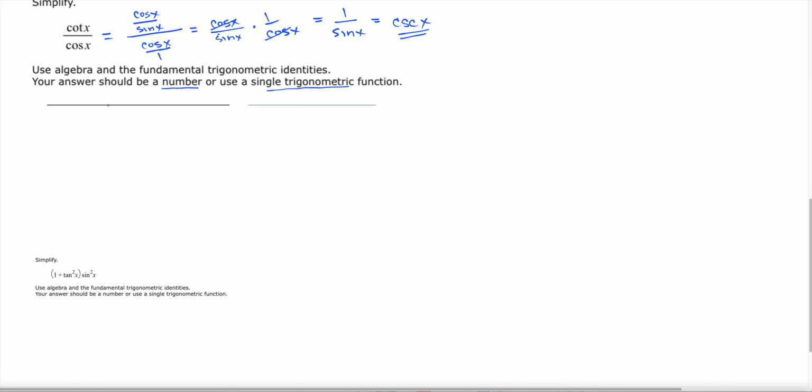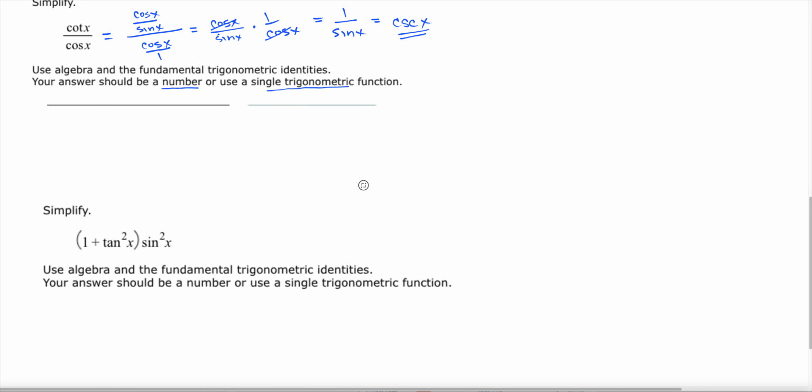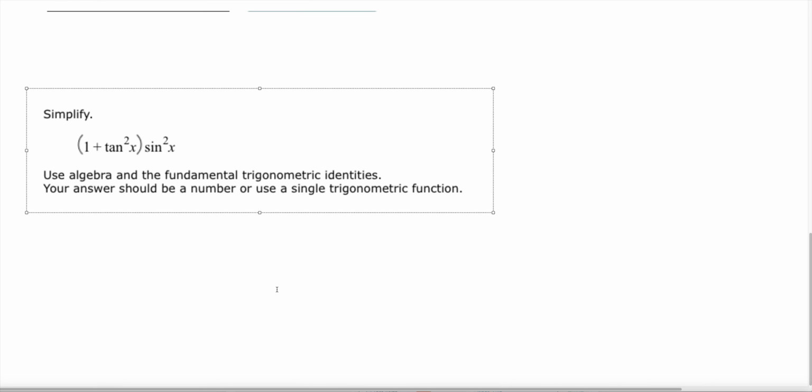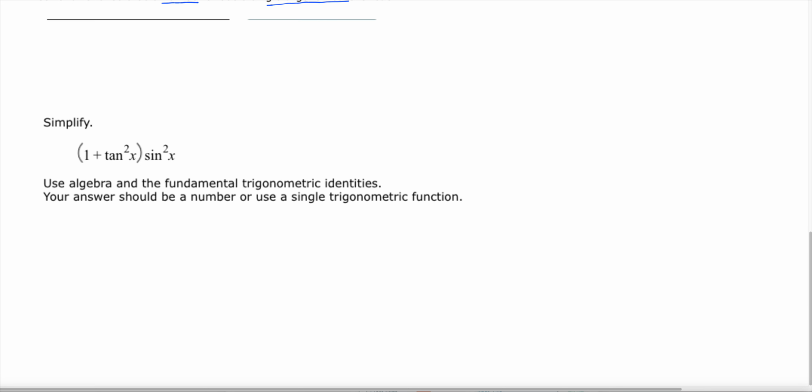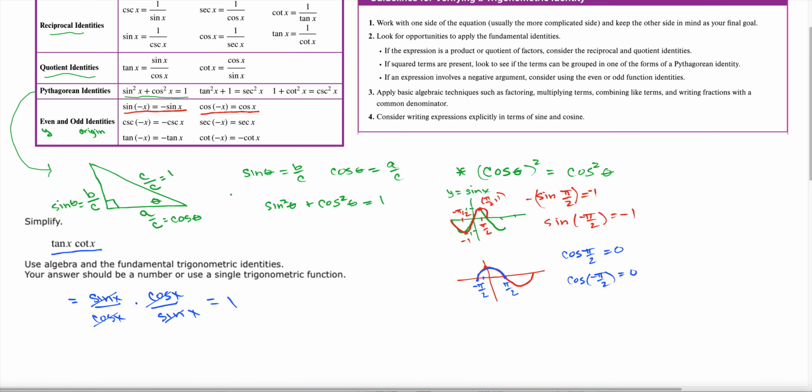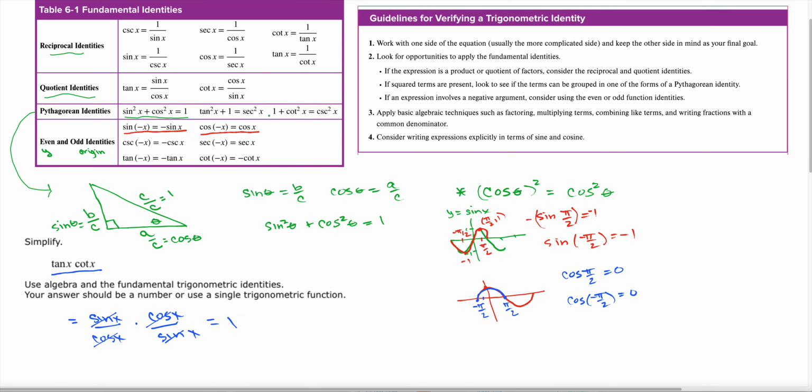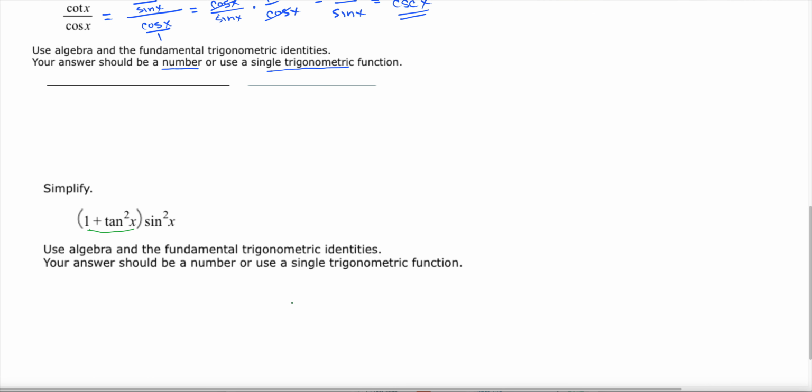Okay, let's take a look at one more. This last one is a little bit more complicated, so let's kind of talk through some strategy here. So now I see those squared functions. So I want to think about the Pythagorean identities. So here we have 1 plus tangent squared x. So let's take a look again at those Pythagorean identities. So here's the one that has tangent. So tangent squared x plus 1 is equal to secant squared x.